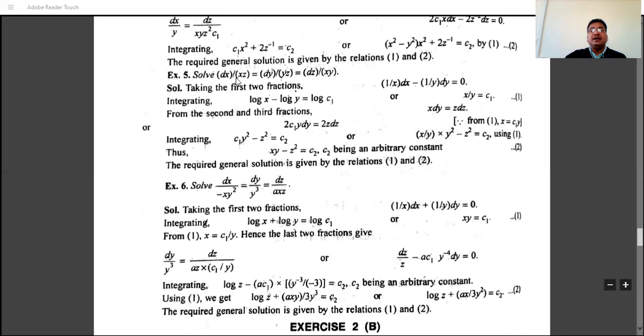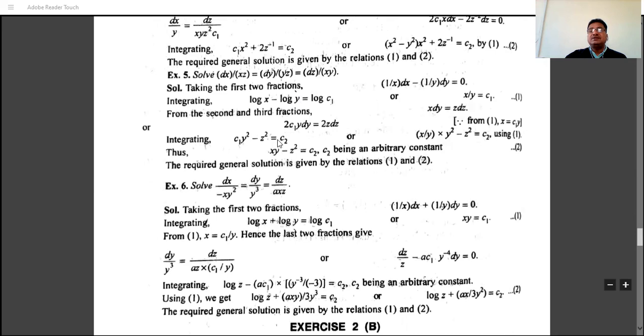Then a similar example: dx divided by x into z, dy divided by y into z, dz divided by x into y. Consider first two fractions. We have x by y is equal to c1 as the first solution. And then consider the second and third fractions. In order to cancel this x, substitute x as c1 y. So substitute x as c1 y, and then we have this. And after integrating, we have this answer.